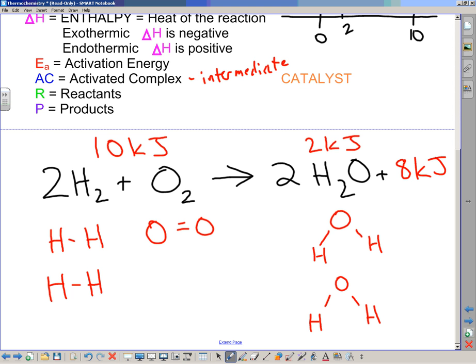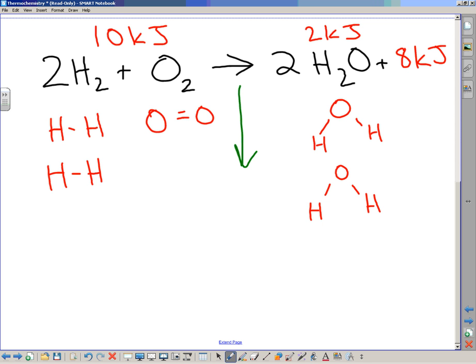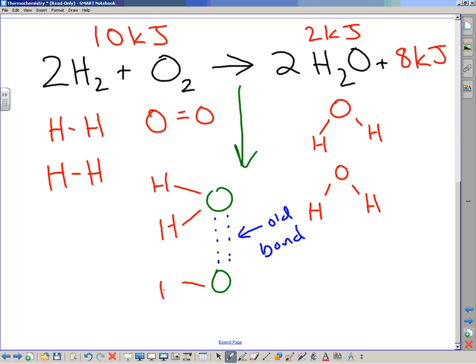Now, the activated complex is this intermediate, this hybrid that exists for this millisecond as we transfer and change bonds. Okay? So it would look something like this. And again, I'm kind of sketching this out. We have our old bond that is getting broken between the oxygens. Okay? And a new bond getting formed between the oxygen and the hydrogen. And then again, there's this old bond that is dissipating between the two hydrogens.